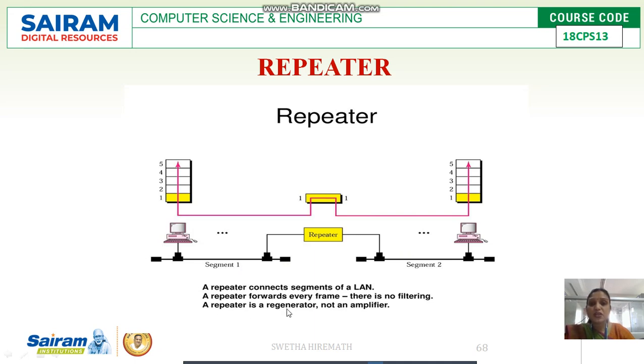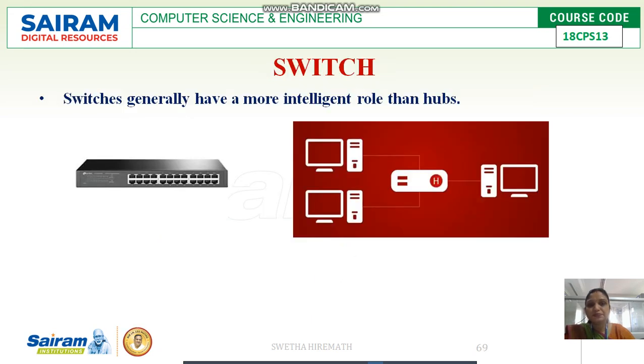A repeater is a regenerator, it is not an amplifier. It repeats the signals it receives at the receiver side and forwards them to the other side. It is not an amplifier which generates signals, but a repeater which regenerates the already generated signals.